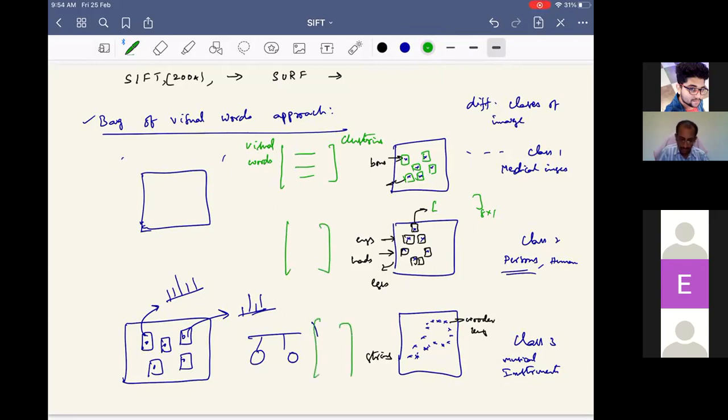Then for a test sample also, we get the key points and try to see how well these key points match to which of the visual words. If they match quite well to the class 1 visual words, then we can say that the test sample belongs to class 1. And if they match well with class 2, it belongs to class 2, and so on. Any questions on this? I will show a pictorial depiction of this in the next class, but if you have any basic questions, you can ask now.